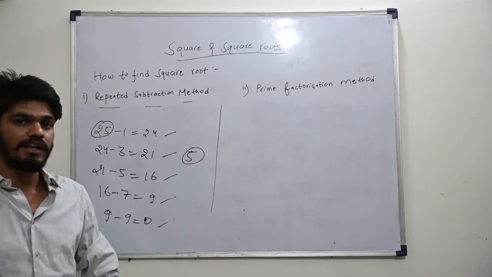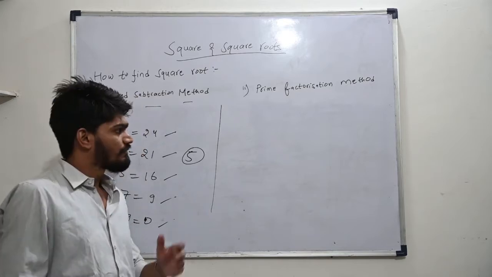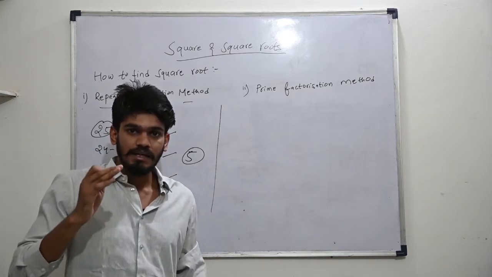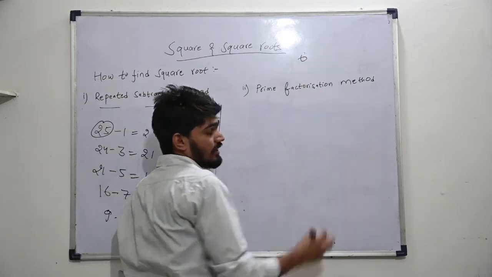What exactly is the prime factorization method? So first of all, try to understand what exactly is factorization. Factorization means when you write a number as a product of two numbers. For example, I have a number 6.